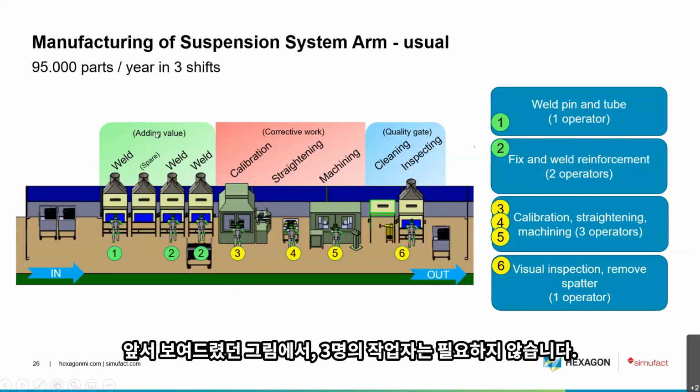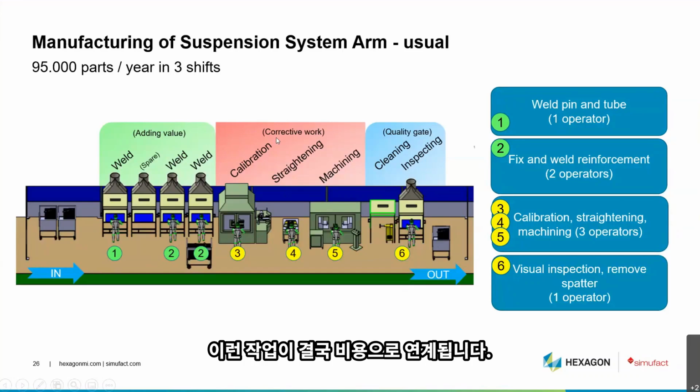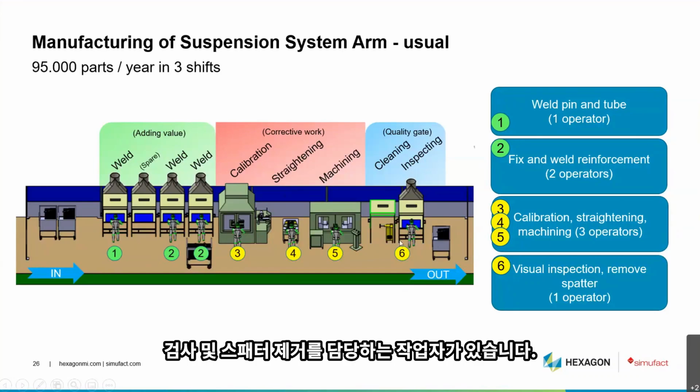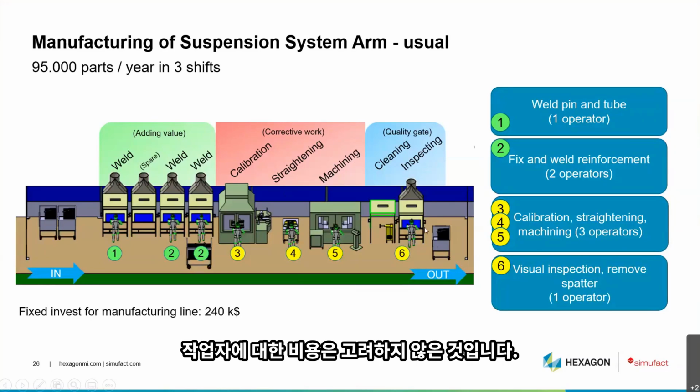This is the process steps having been shown before. Afterwards, another 3 operators are necessary to do calibration, straightening, and machining, which is corrective work, which is nothing else than costs money. And at the end, there is 1 operator performing visual inspection and removing spatter. And the fixed invest for this manufacturing line is estimated to be $240,000, which does not consider the cost for the operators.